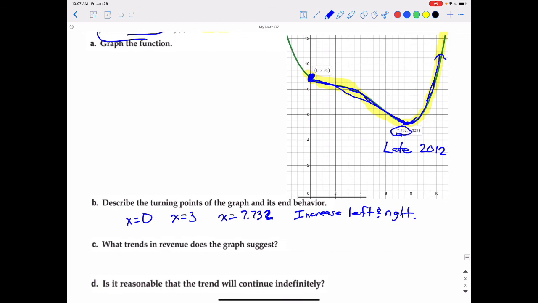And then part D says, is it reasonable that the trend will continue indefinitely, meaning forever? Well, knowing that the end behavior of this graph shows that we'll continue to rise forever and ever on the right side, that means that the movie industry will continue to make more and more money every single year after that. That is very unreasonable. First off, at a certain point, it would likely have leveled out. But secondly, we already know that in 2020, the movie industry pretty much came to a screeching halt because of COVID-19. So clearly, the amount of money that movies will be making will not increase year after year.